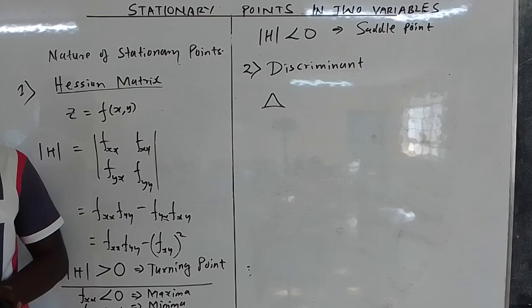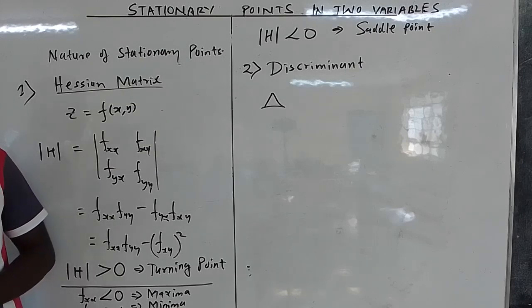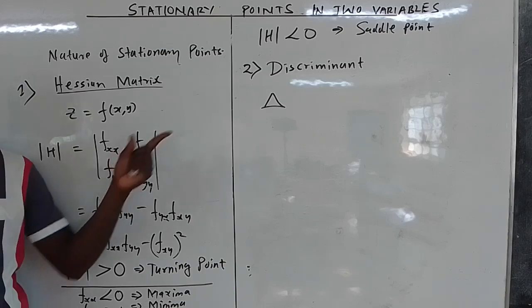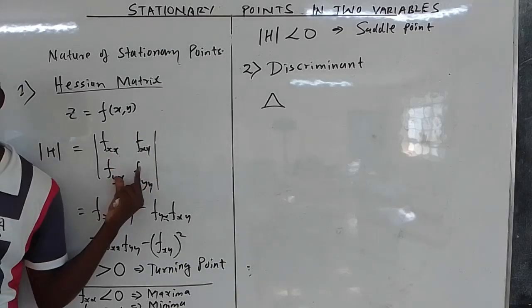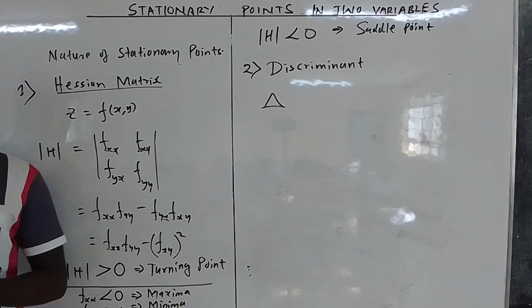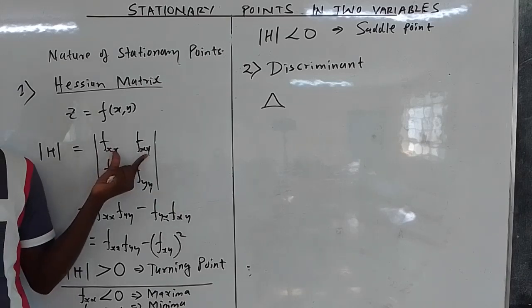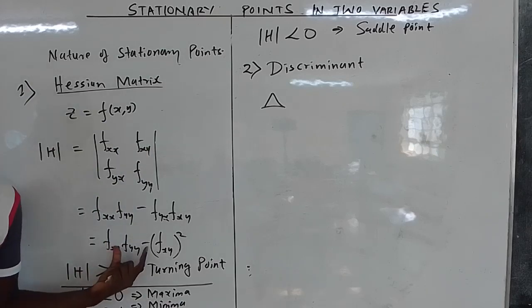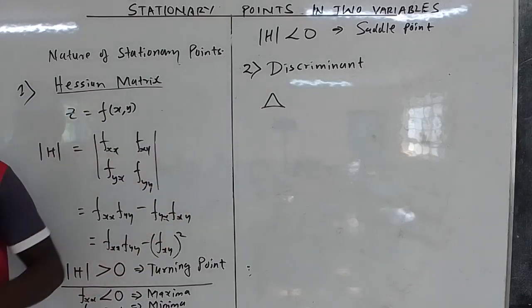How are you going to get the discriminant? The discriminant is very easy. That's why I wanted you to know how to construct a Hessian matrix, because you will forget the formula of the discriminant, but the Hessian matrix can help you to know it. Are we together? Because constructing a Hessian matrix is very easy. So the moment you construct a Hessian matrix and you see this, you can use it to get the discriminant.